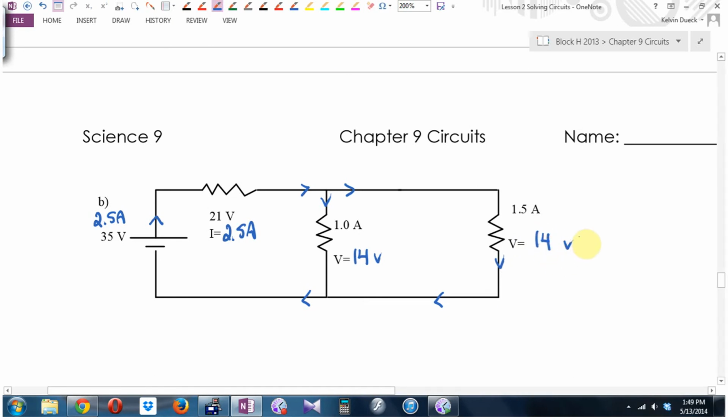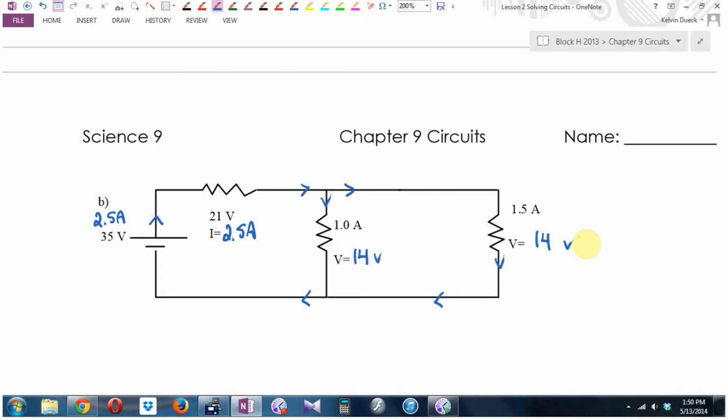This is a little weird. People are like, wait a minute. If I add everything up, I got 21 plus 14 plus 14. That's bigger than the 35. No, that's because the current split up and each charge had to lose that much energy no matter what path they went through. They had energy to get rid of.